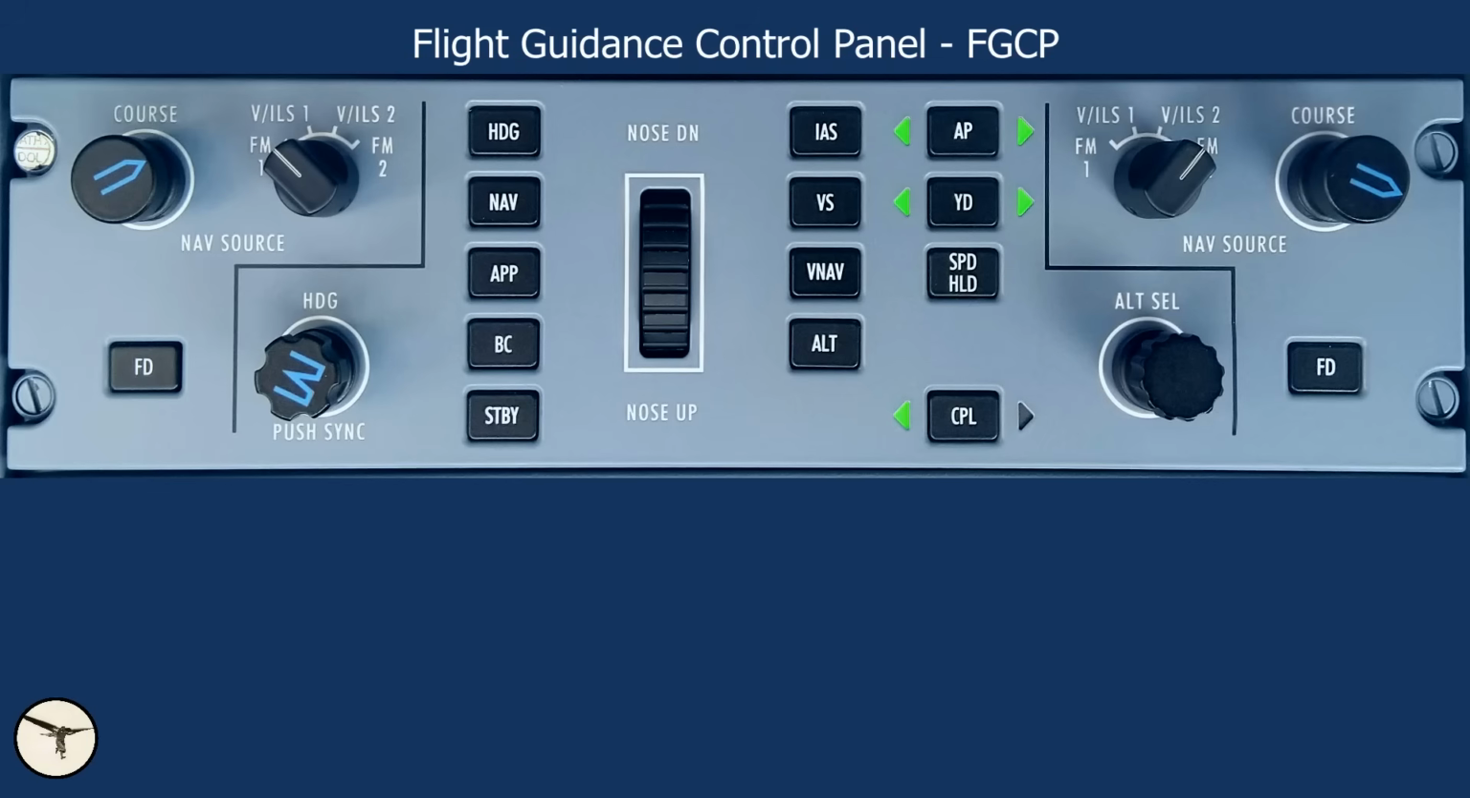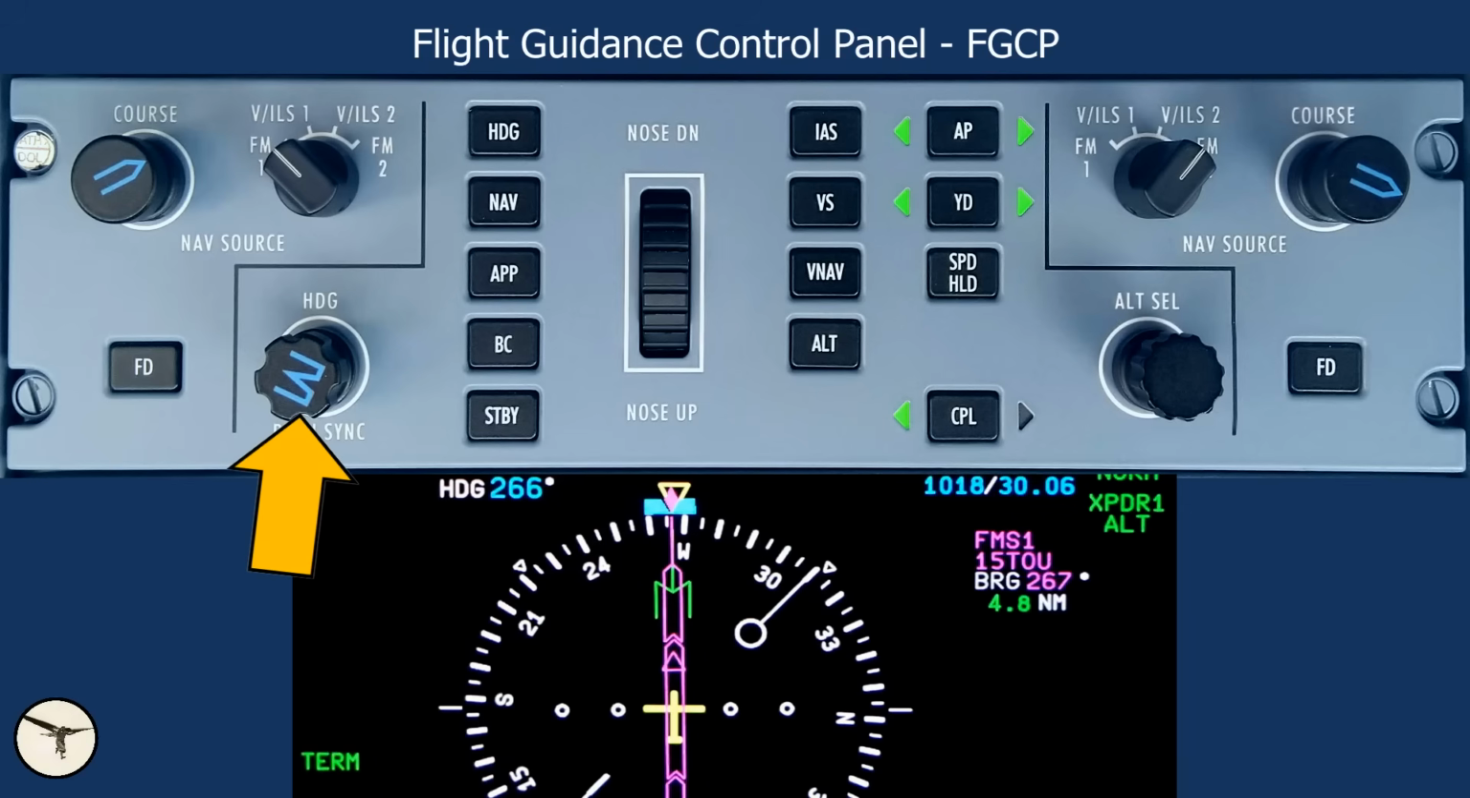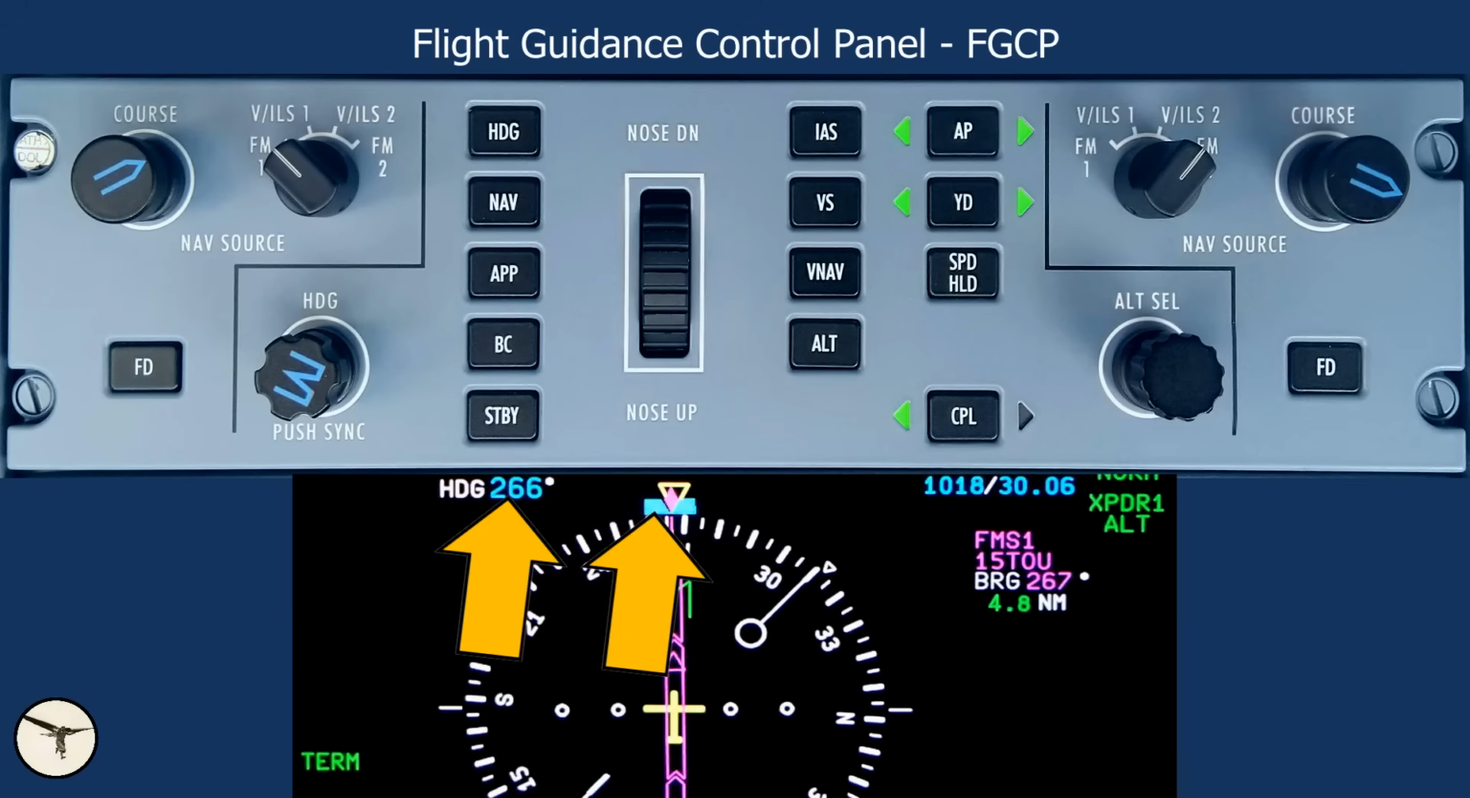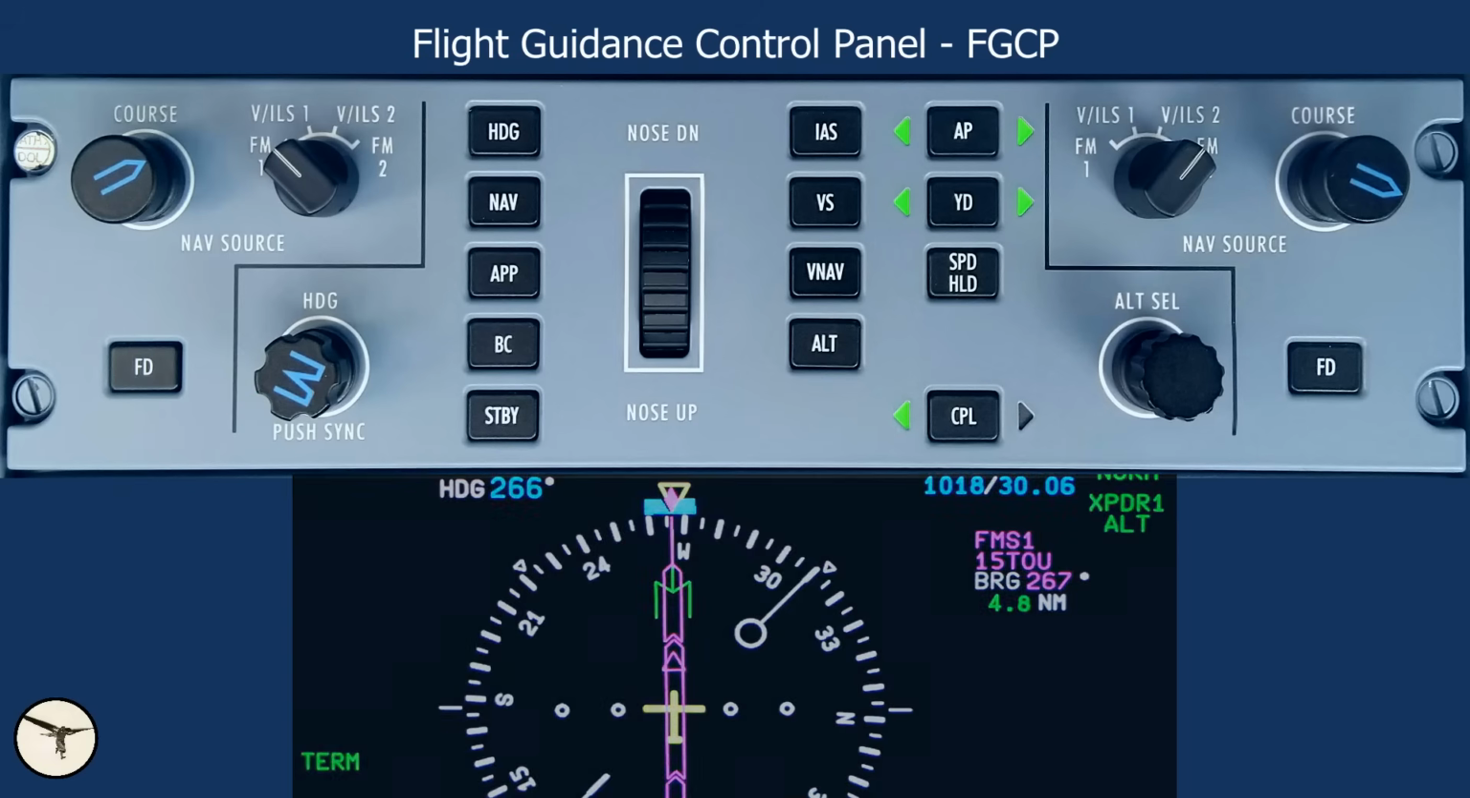In the center of the panels are controls used by both pilots. The standby push button deactivates all active and armed flight director modes. The heading knob is used to adjust the heading bug on the navigation display and HSI. Pressing the knob resets the heading bug to the aircraft's current heading.